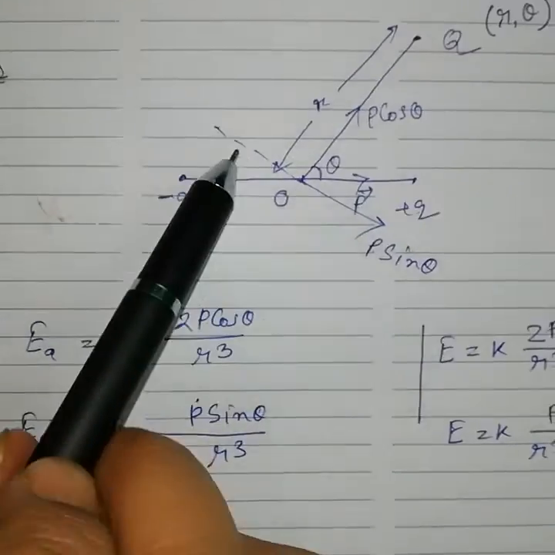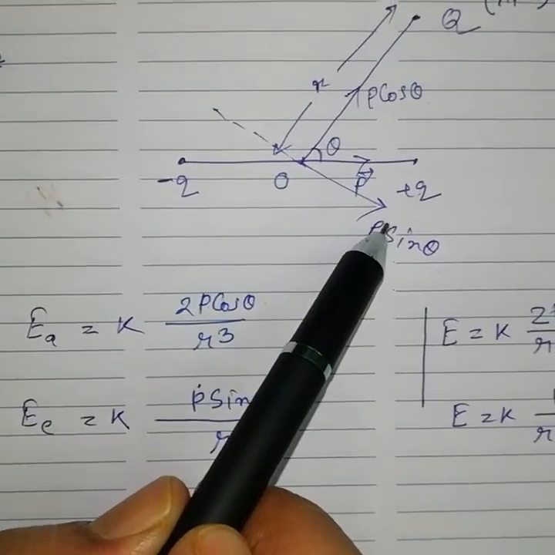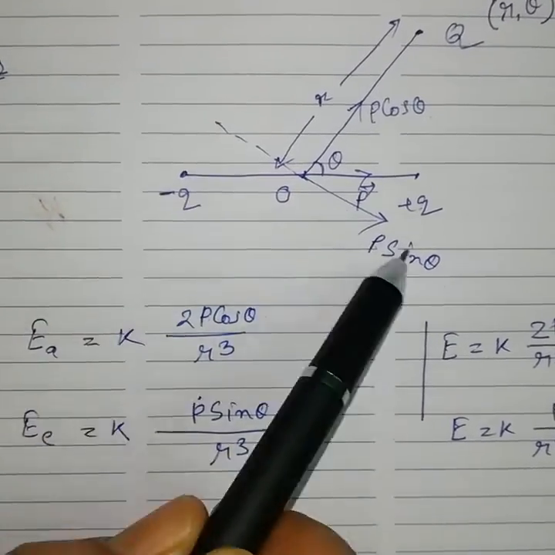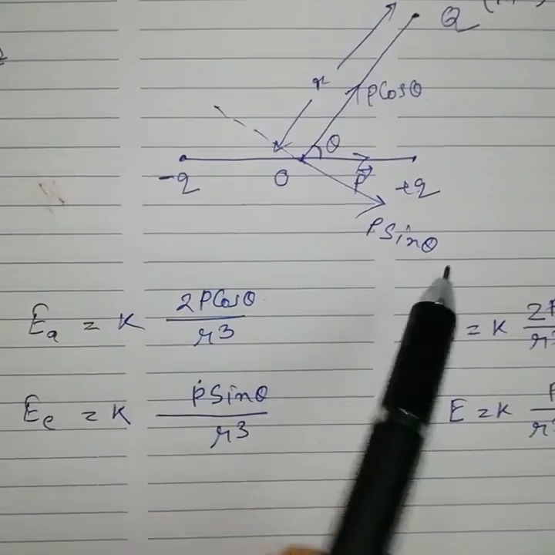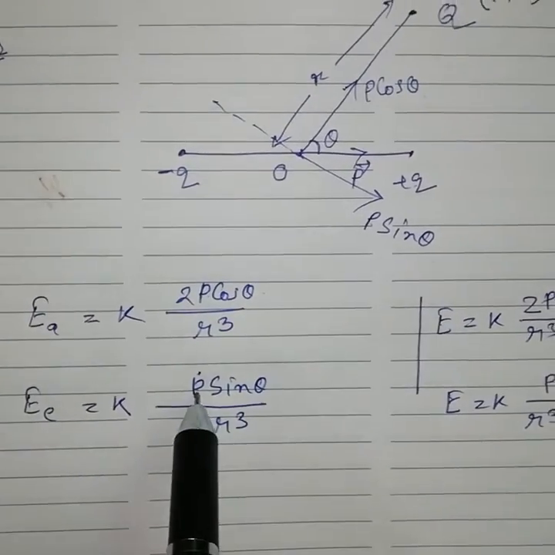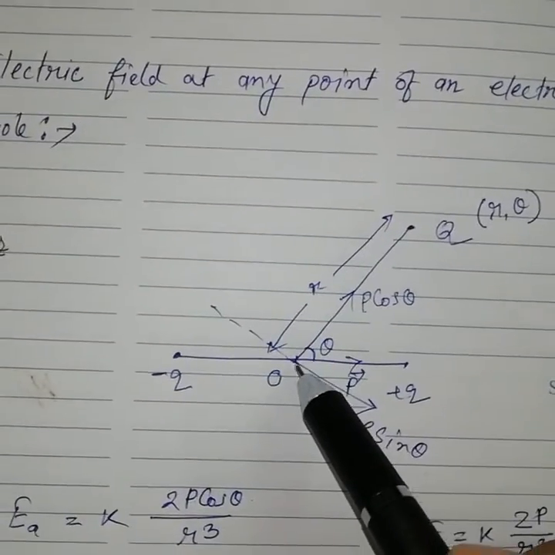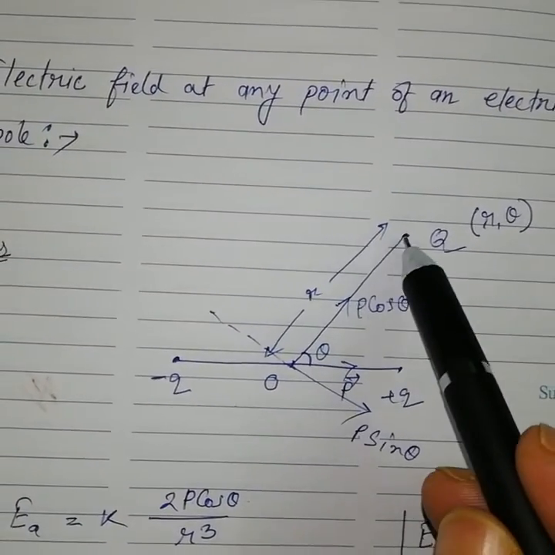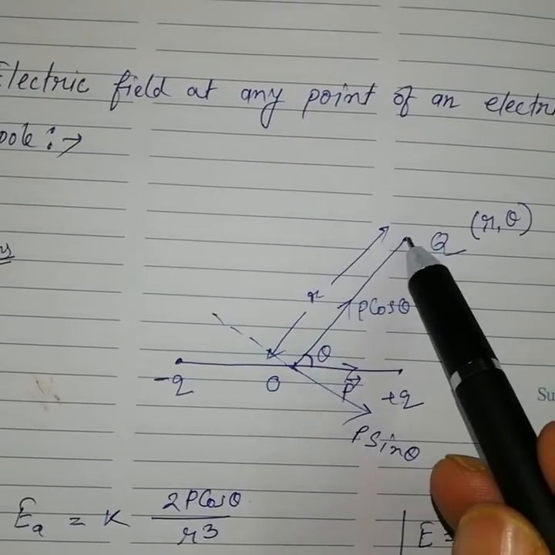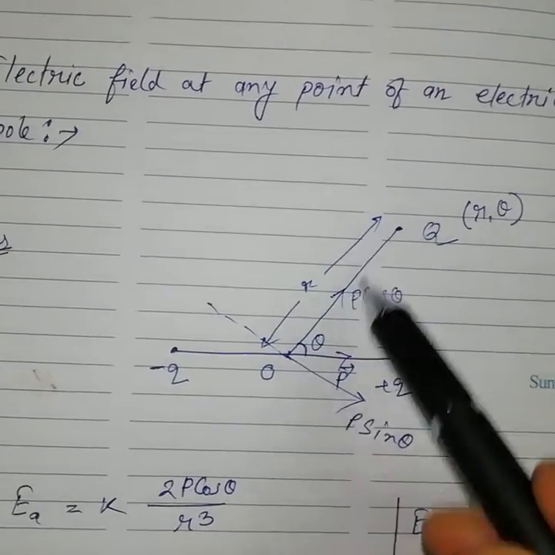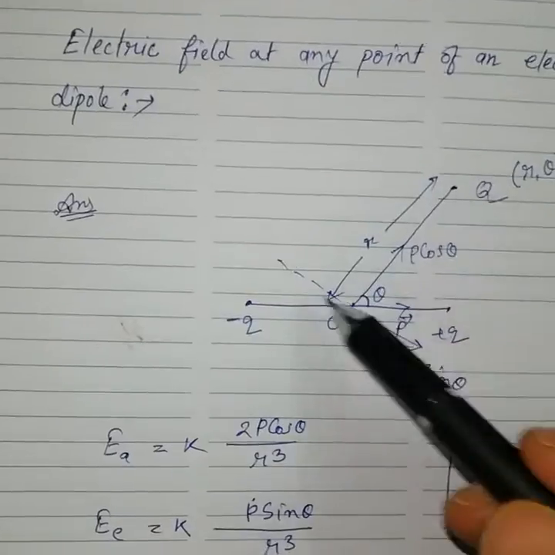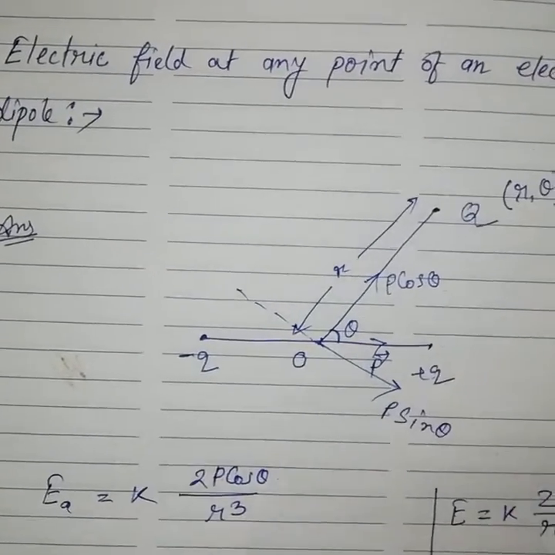Why P sine of theta? Because if you consider this the dipole, then the dipole moment of this dipole is P sine of theta. That is why I have written here P sine of theta. Right? So one case is for the electrostatic field on the axial line, another case for its equatorial line. Right?